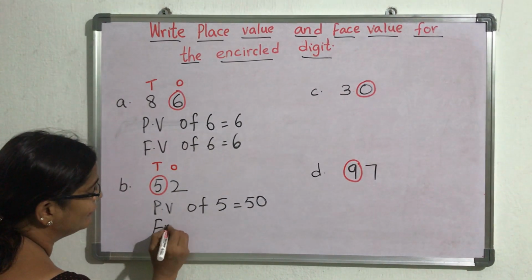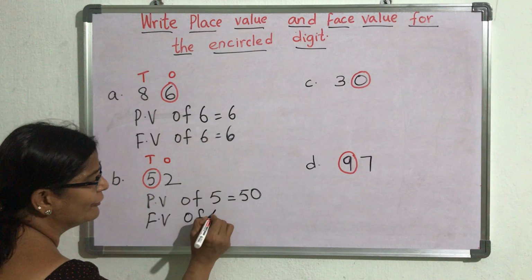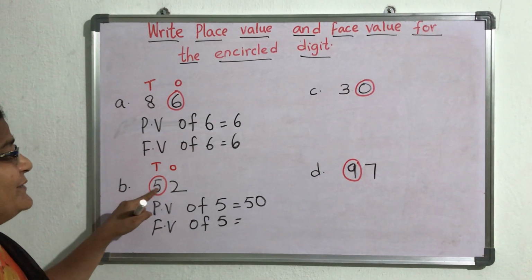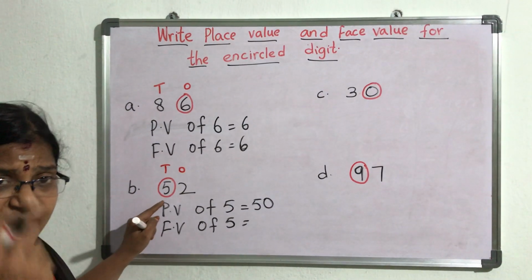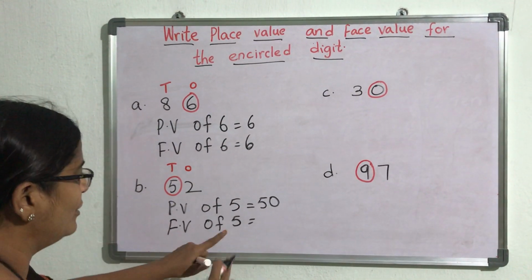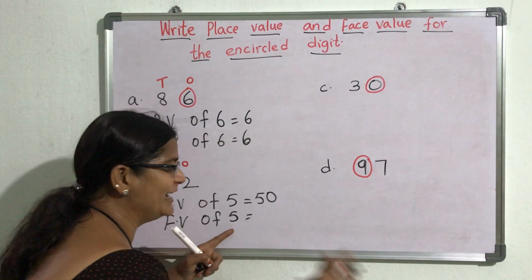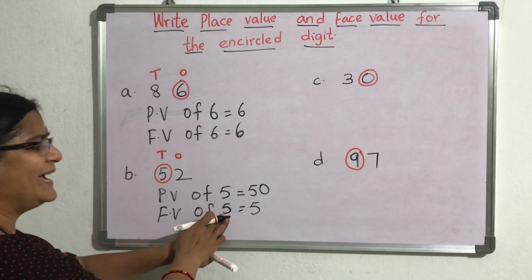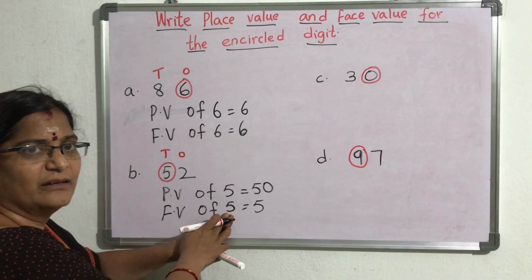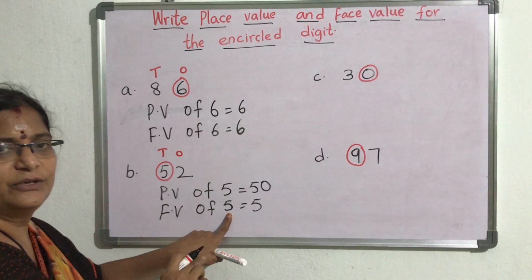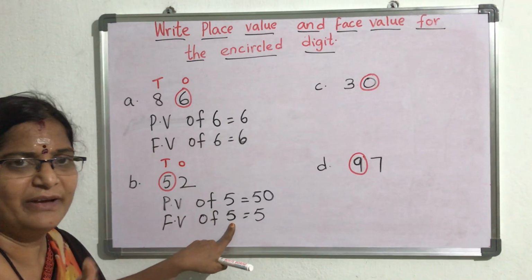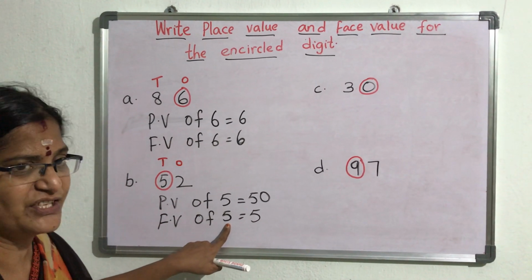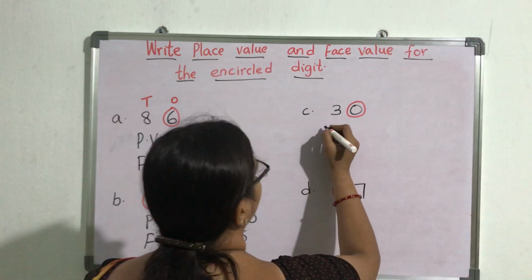Now the face value of 5 is equal to, now what is the face value? Will the face value change? No. So the face value of 5 is 5 only. We can't say this number as 8 or 7 because it is in the tens place. You should not give a different name just because it is in the tens place. That is 5 only. The name will not change. Okay.